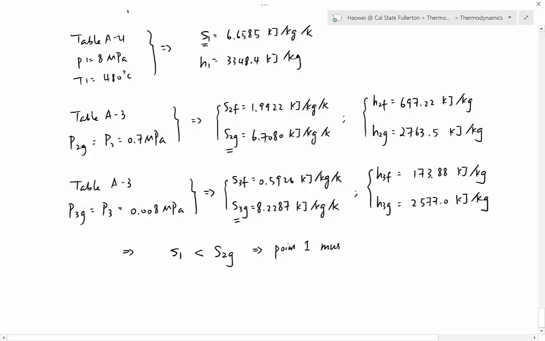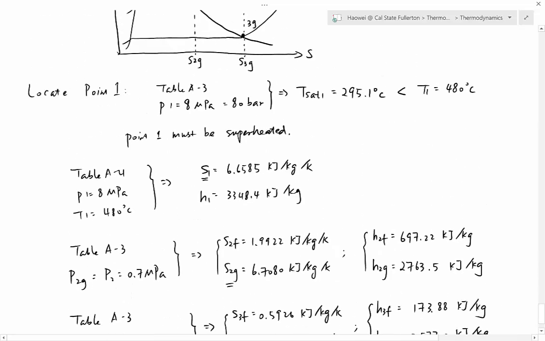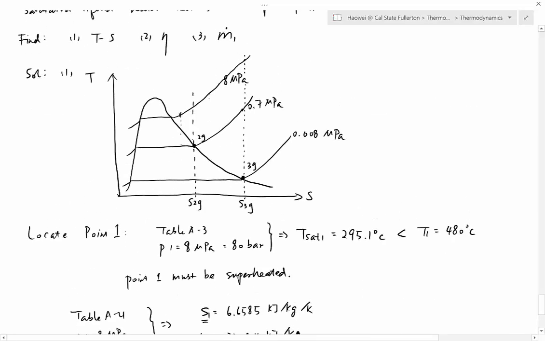Point 1 must be to the left of point 2G. So now we go back to our diagram. We put number 1 to the left of point 2G. So number 1 has to be somewhere here.